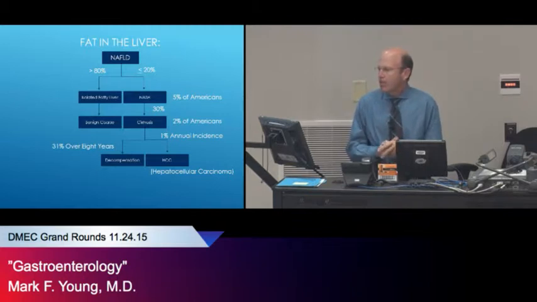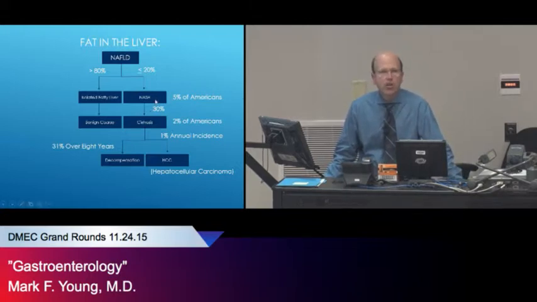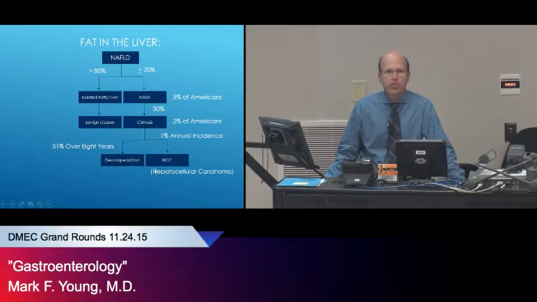So if it's simple non-alcoholic fatty liver disease, you can tell them that greater than 80% of the time, there's just going to be isolated fat in the liver, and you're going to have a benign course. You can also tell them that less than 20% of the time, you're going to develop NASH, non-alcoholic steatohepatitis, with an inflamed liver. This is about 5% of all Americans. So your patient asks, "All right, doctor, I have NASH. What are my chances of developing cirrhosis?" And you could actually tell them they have about a 30% chance of developing cirrhosis, which is about 2% of all Americans. And once they have cirrhosis, unfortunately, they have about a 1% annual incidence of developing hepatocellular carcinoma.